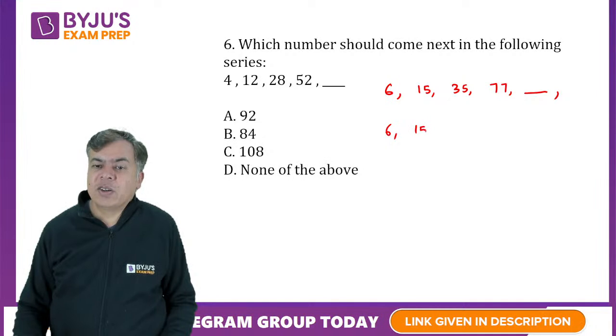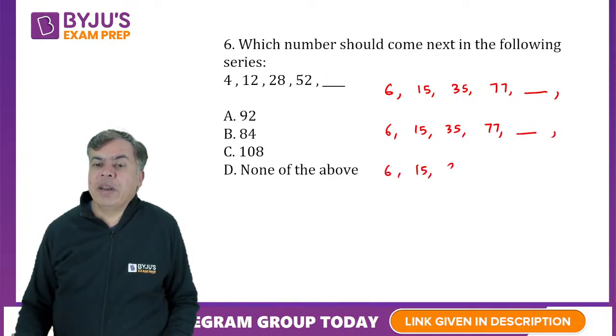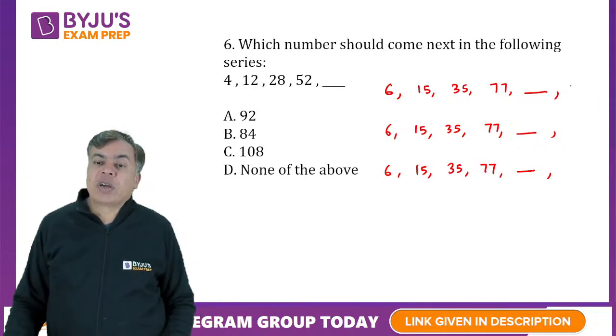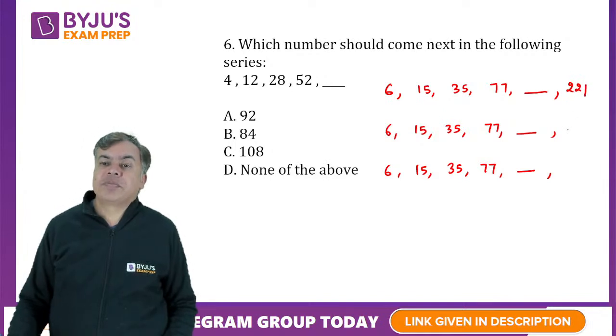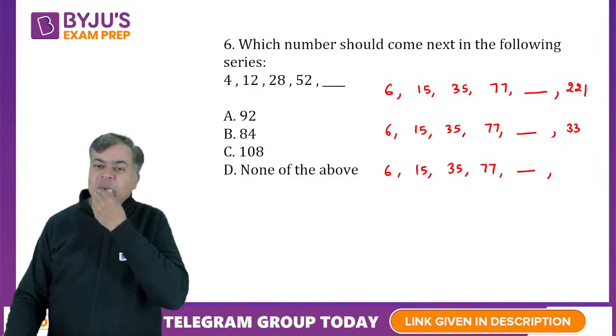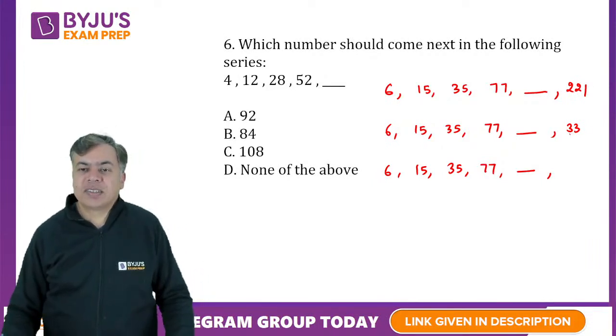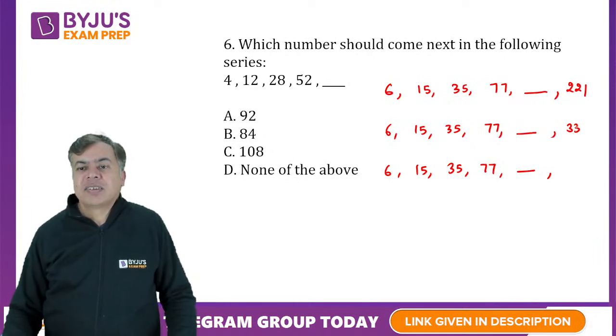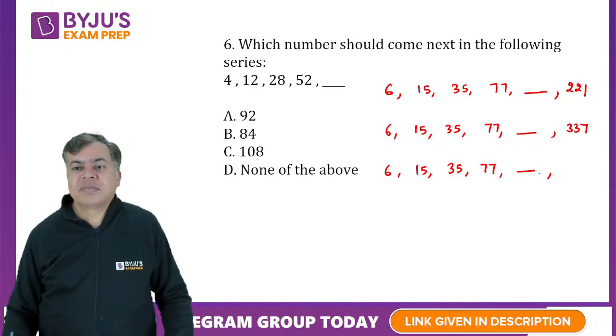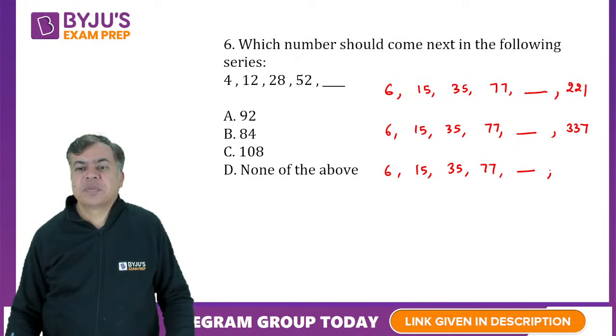Now I am writing 3 series. Okay, wait for it. Don't answer it. I'm writing 3 different series actually. Here I'm writing 221. Here I am writing 330. Okay, wait a minute, I need to check. 337. And here in the next one more.